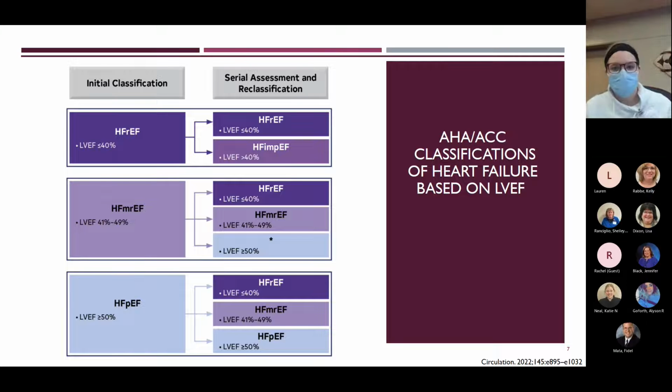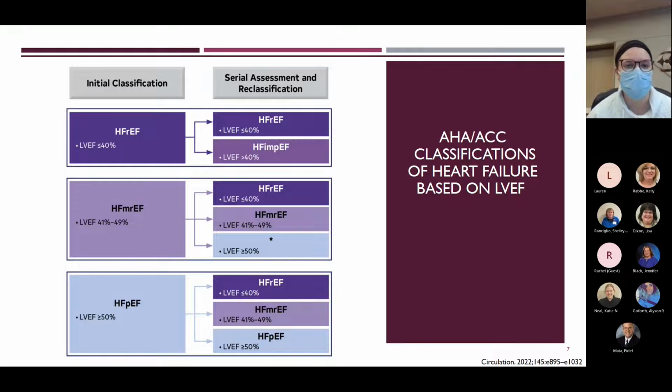What has changed a little bit from the previous 2013 heart failure guidelines are the AHA, ACC classifications of heart failure, or the titles that they designate each of these classes of heart failure. So to start us off, with patients that have an ejection fraction of less than or equal to 40%, we still consider those patients HFrEF, but now they can be moved into a reclassification of heart failure with improved ejection fraction, which previously was just considered heart failure improved, but now they have classified this as a new abbreviation and things like that that were included in the guidelines.